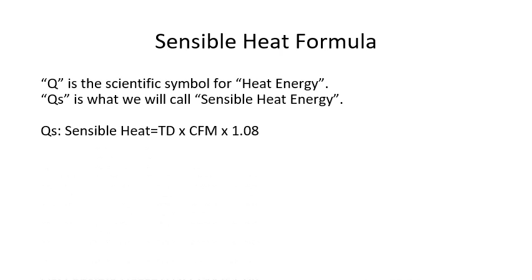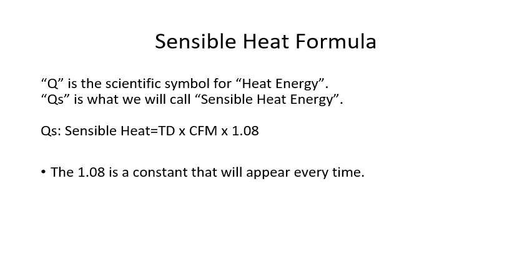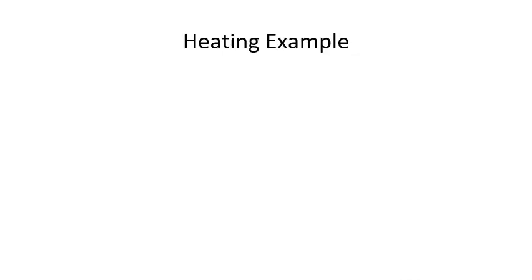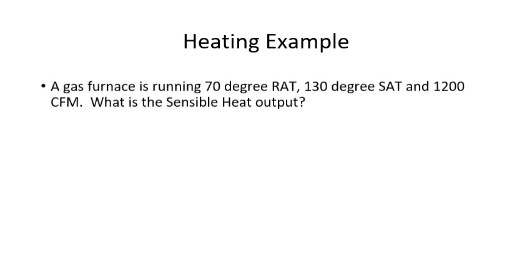So here's our formula. Our sensible heat equals our temperature difference times our CFM times a constant of 1.08. And that constant, 1.08, will appear every time. We don't really need to go into how we calculate or how we know that 1.08 is the case. For service technicians, that's just a number that we need to remember and plug into that formula every time. So let's use the sensible heat formula in a heating example.